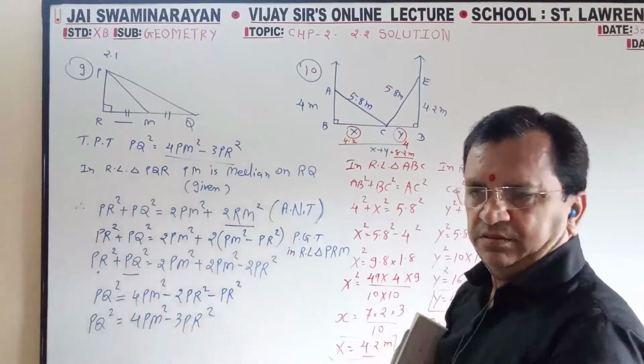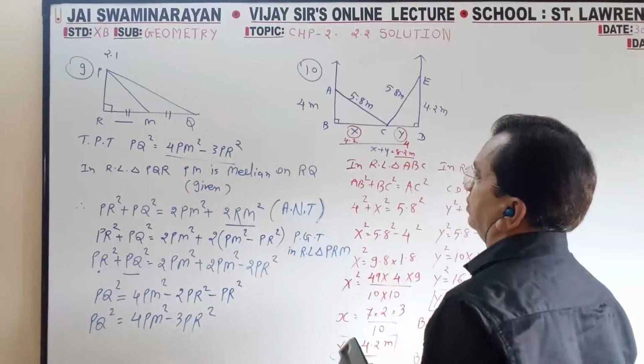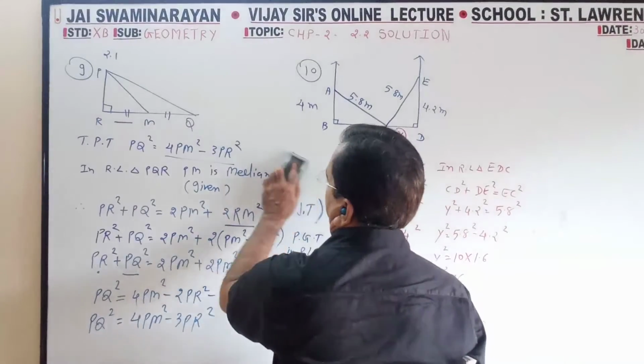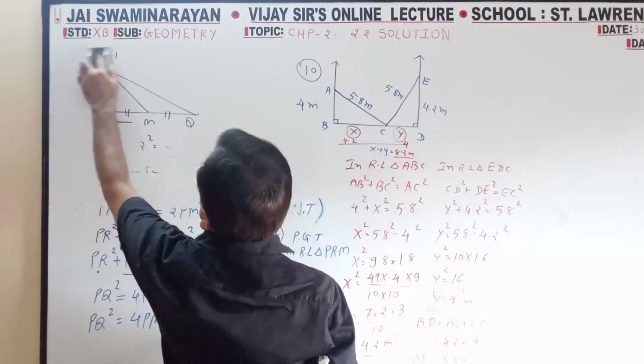Now these two are the sums for 2.1. Now 2.2.